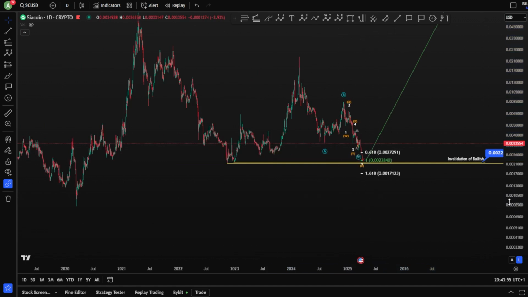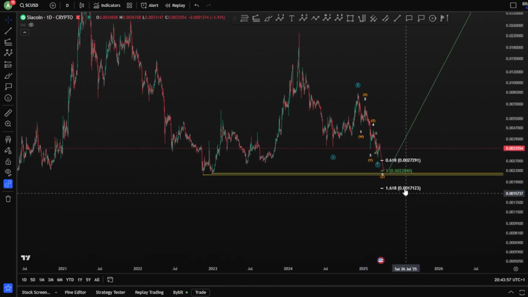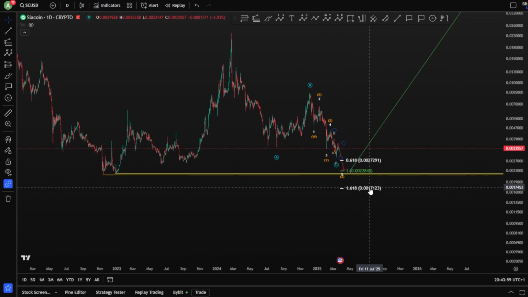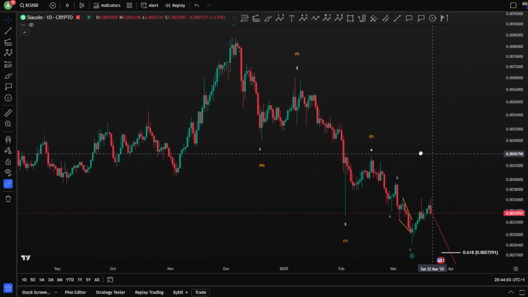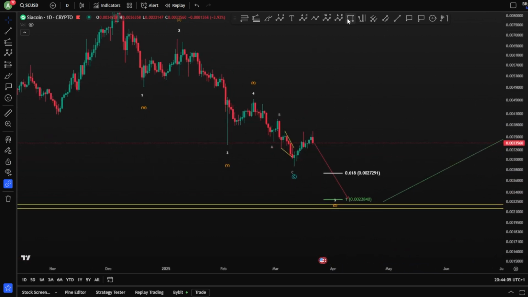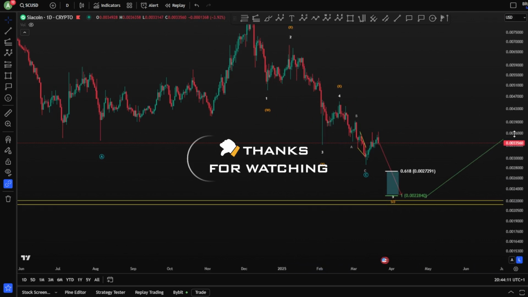That was it for Sia. So we're going to watch and see, of course, the targets are the following. The blue box, of course, let's put the blue box. Let's zoom in here. So we're looking potentially at this blue box still. Yeah, for a wave Z in a zigzag. Yep. So that was it for Siacoin.